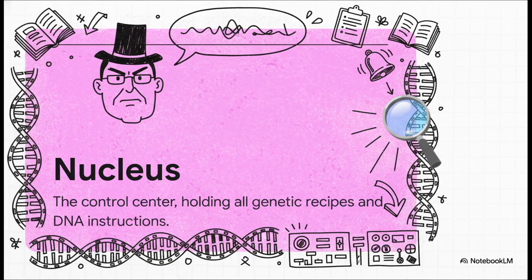Our first major shared organelle is the nucleus. And you can think of the nucleus exactly like the school principal, running the entire cellular building. It's the absolute control center, the brain of the operation. It holds all the genetic recipes and DNA instructions that tell the cell exactly what to do and how to behave. Without the principal, the whole school would just fall into total chaos.